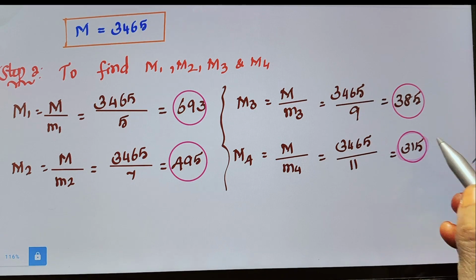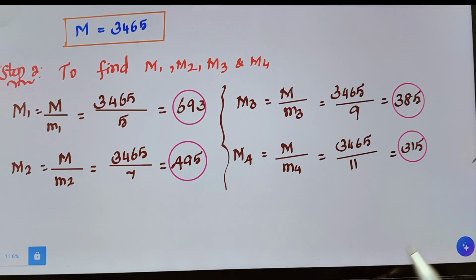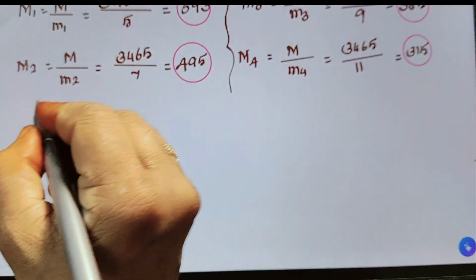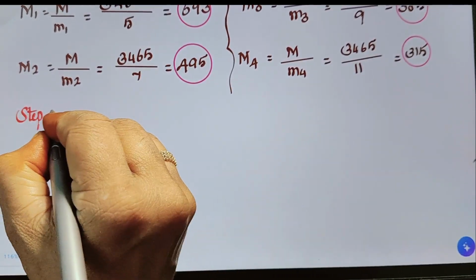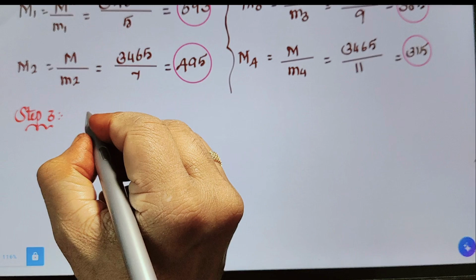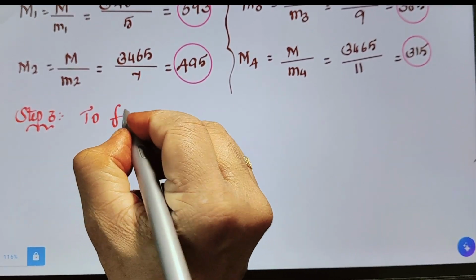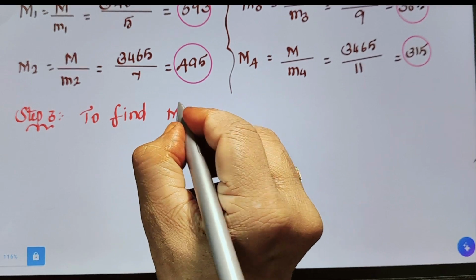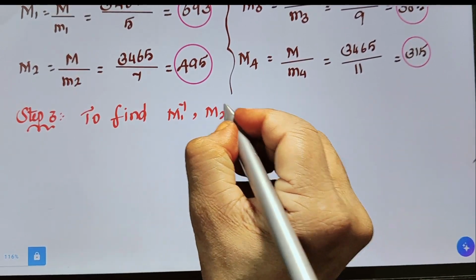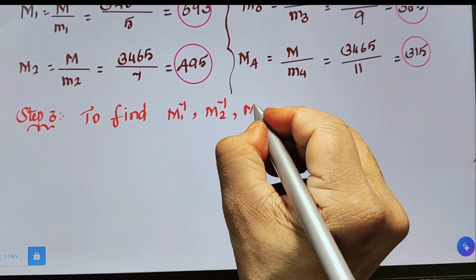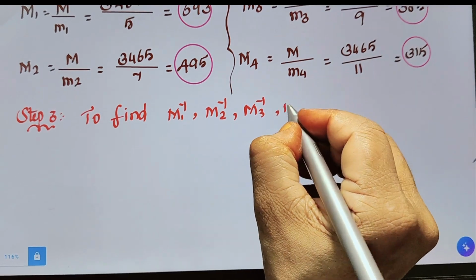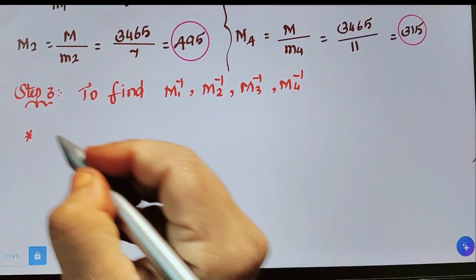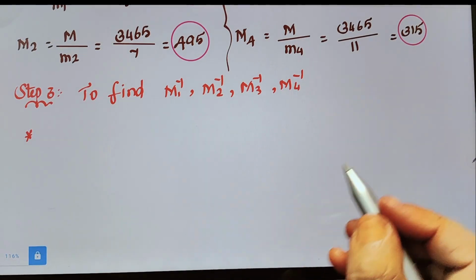Now we have the M1, M2, M3 and M4 values. Next, step 3, to find M1 inverse to M4 inverse. So step 3, to find M1 inverse, M2 inverse, M3 inverse, M4 inverse. Next, solve them one by one.